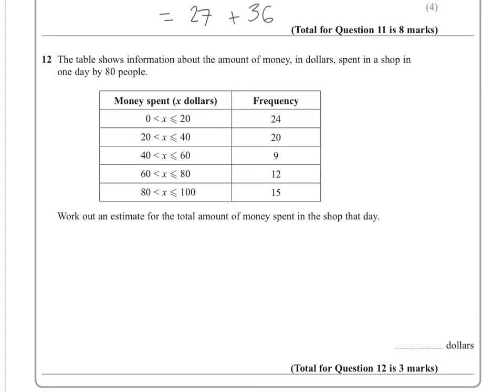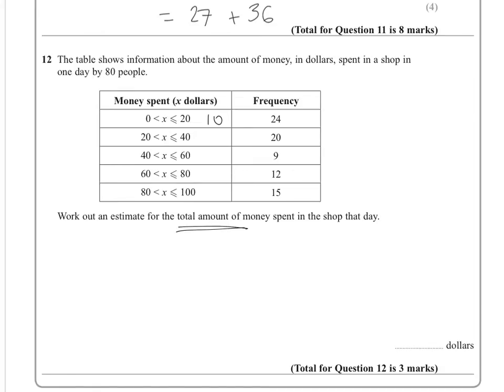The table shows information about the amount of money in dollars spent in a shop in one day by 80 people. Work out an estimate for the total amount of money spent in the shop that day. So we want total amount of money spent. Now, the 24 people that are in the group $0 to $20, we don't actually know how much they spent. Some may have spent $1, some may have spent $20, we don't know. We're going to estimate and say that actually those 24 people on average spent $10.